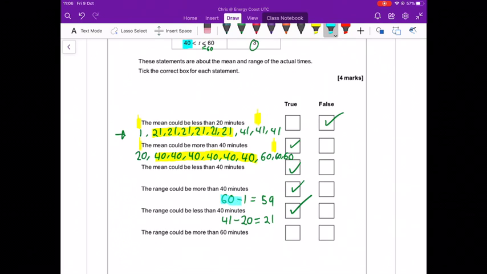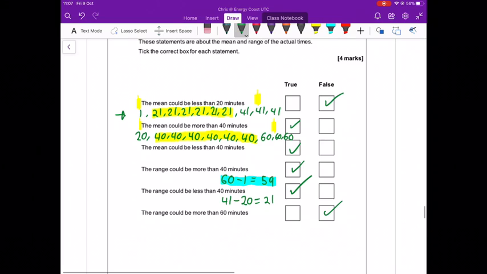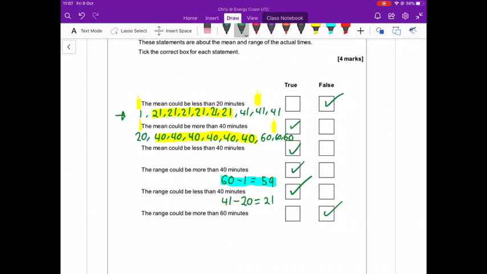The range could be more than 60. I've already worked out the biggest range I possibly could, and the biggest range I think you can get is 59. So no, you can't get that. That's a really nasty question, that. If you want to spend a bit of time, it is non-calculator. You could try adding up some of these things, doing some sort of estimates to try and work out roughly what the mean is, if that helps you. But again, not a big fan of that question.